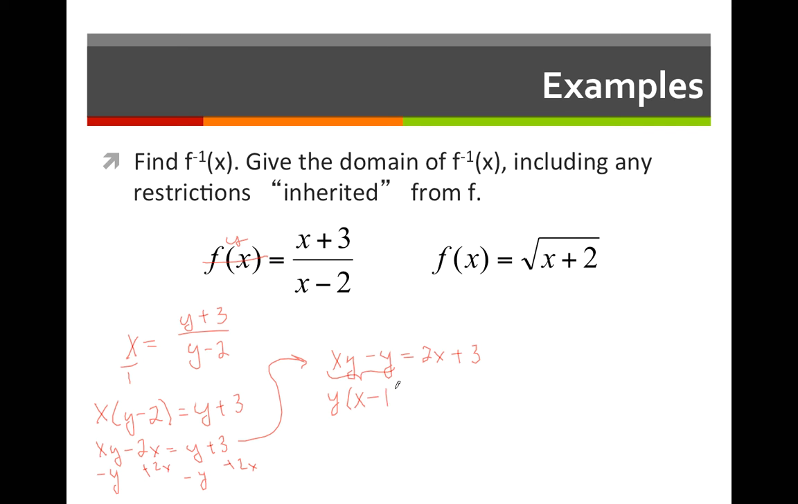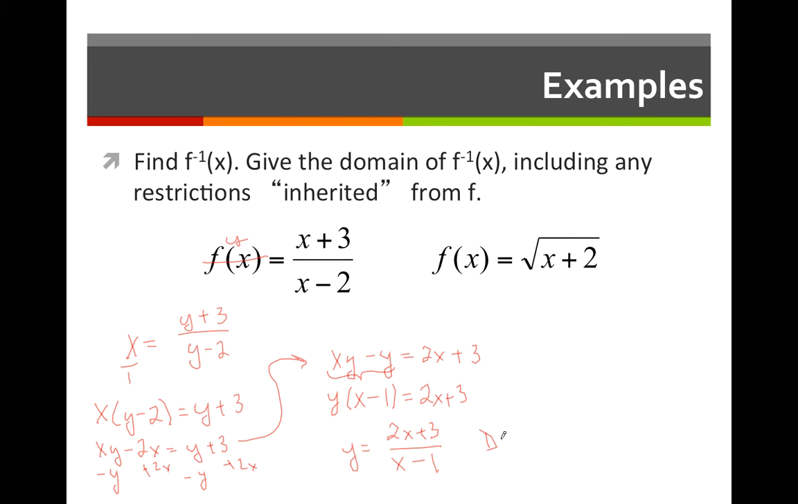I get y times (x minus 1) equals 2x plus 3. And then this is just y times this thing, so I can divide by that thing. And I get y equals (2x plus 3) over (x minus 1). And there we have our inverse.